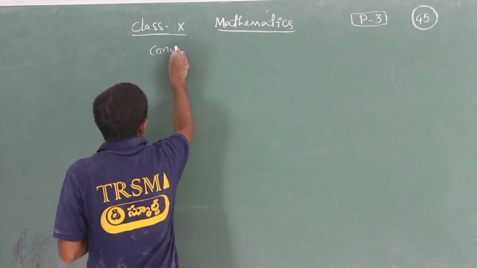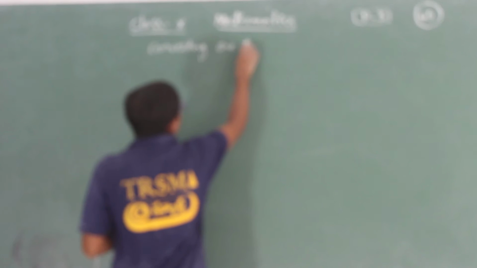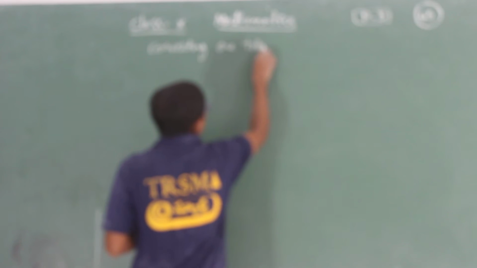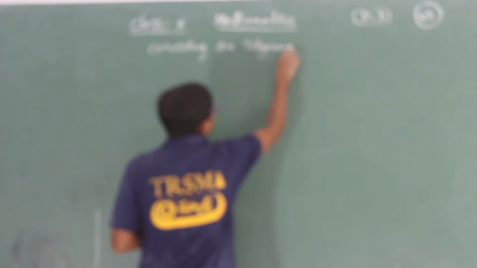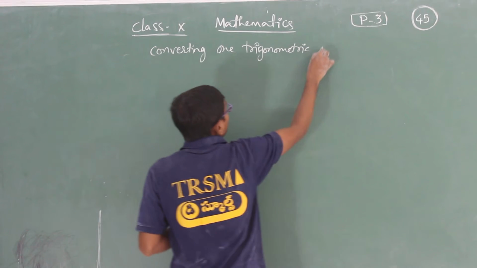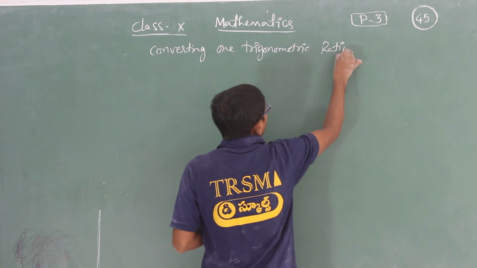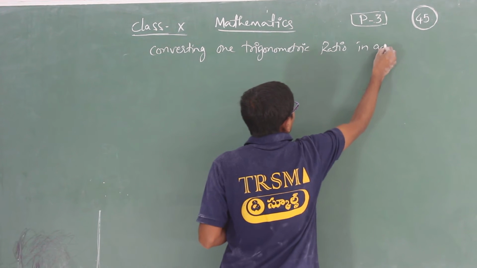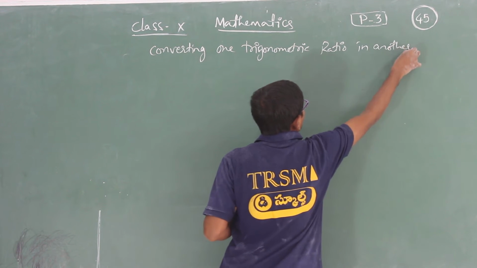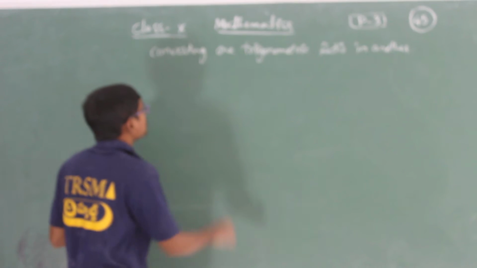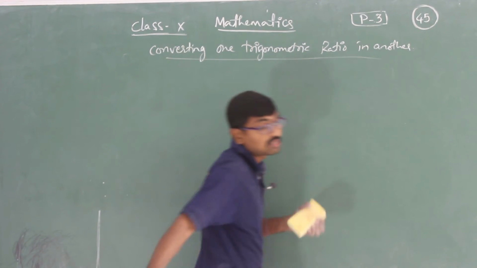Converting one trigonometric ratio in another. Okay, this is the side heading. In this we are just converting one trigonometric ratio into another trigonometric ratio. First one, what we know?